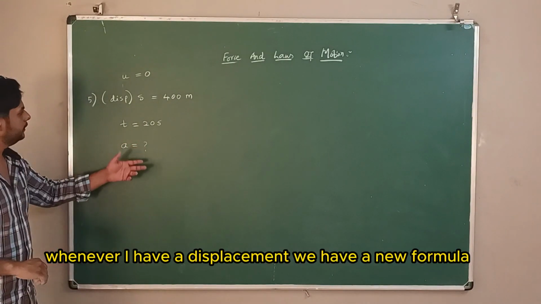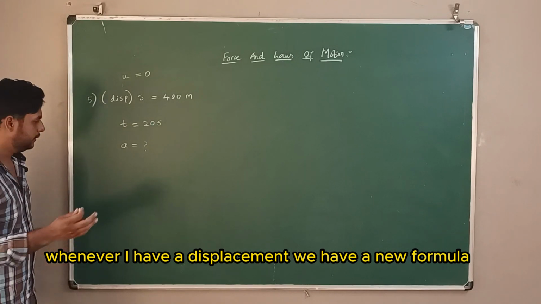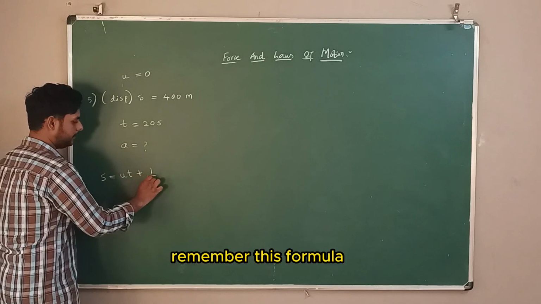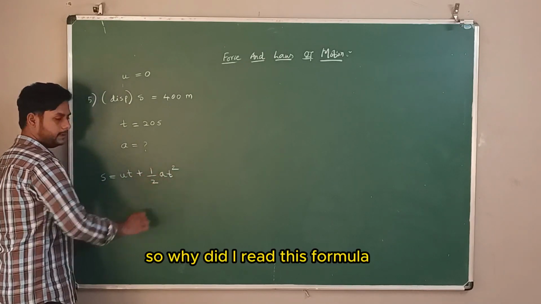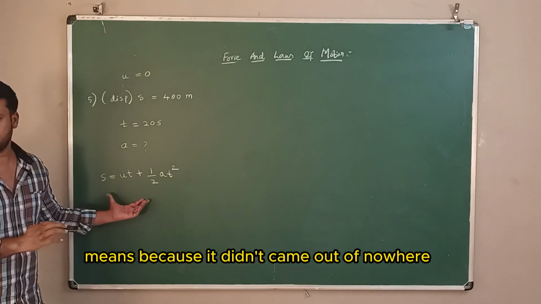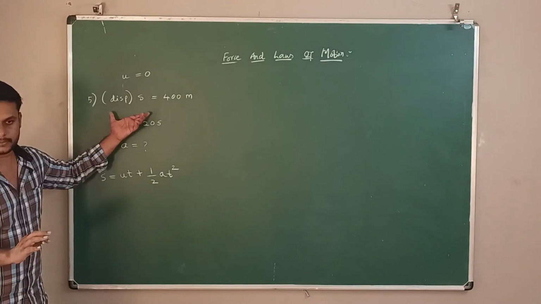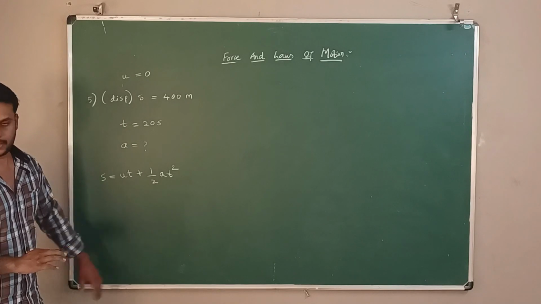Now, whenever I have a displacement, we have a new formula. This we have studied before also. Displacement is equal to ut plus half at square. Remember this formula? So why did I write this formula? Because it didn't come out of nowhere. It came because we have displacement. S is equal to ut plus half at square.